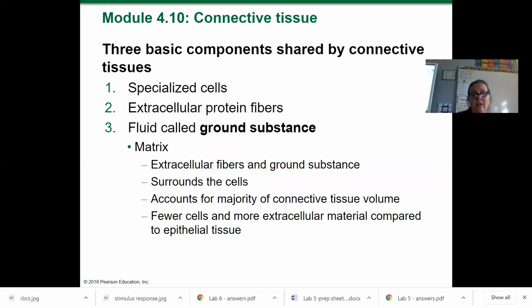There are three basic components, but these vary depending on the type of tissue where it's found. They have specialized cells, and they have special names for each of those cells. They have an extracellular protein fiber, and those also have special names. And then they have some kind of ground substance, which is some kind of fluid or filler. This is also part of the matrix. The matrix is all these fibers that surround the cell, and it's most of the volume of the connective tissue. It's what makes up the bulk, but it's not the specialized cell.